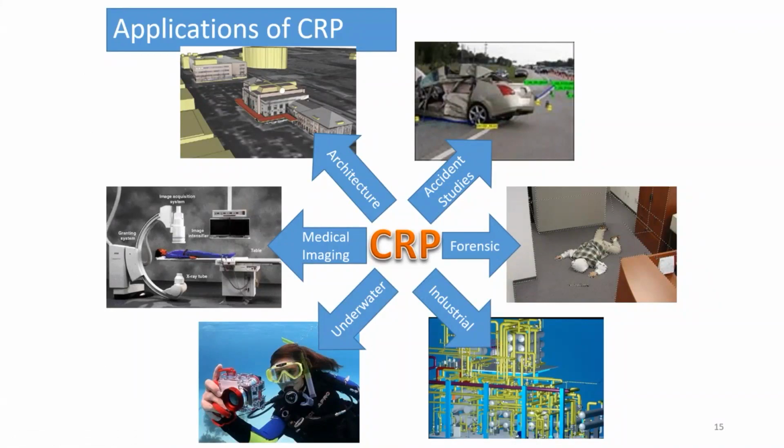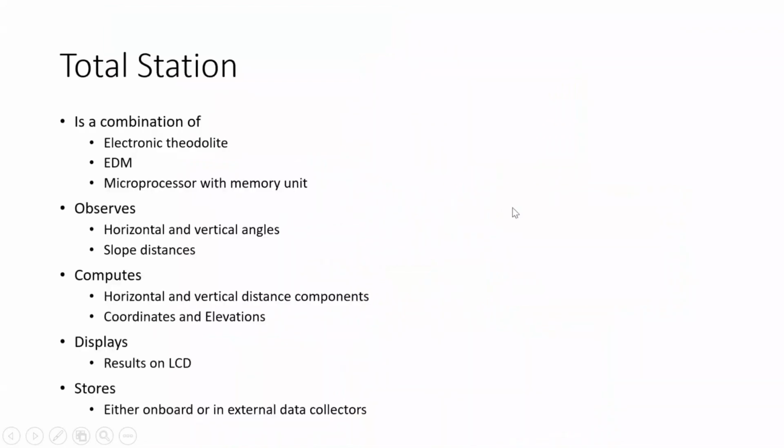Accident studies, such as the damage that occurred in an accident, can be mapped using close-range photogrammetry. Forensic applications, industrial applications, and underwater photogrammetry are also covered. Nowadays, drones and underwater drones are used to map the river bed and underwater bed, and also in medical imaging. These are the various applications of close-range photogrammetry.